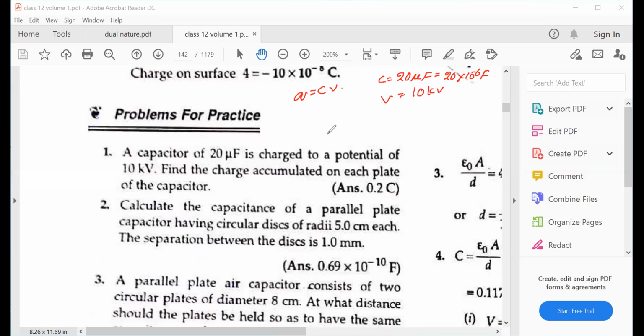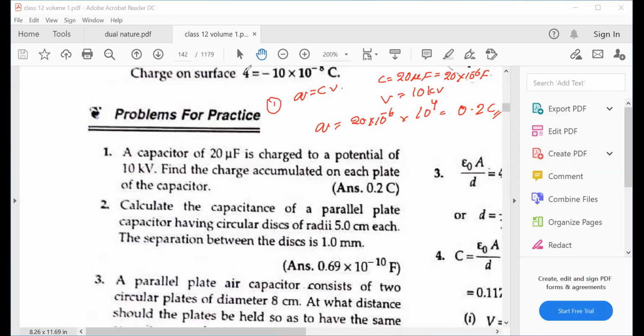So let's see the relation. Q is equal to 20 into 10 power minus 6, into 10 power 3 into 10, which is 10 power 4. So the charge is 0.2 coulomb. Okay, so this is your charge. It is your first one. So please take the first one.